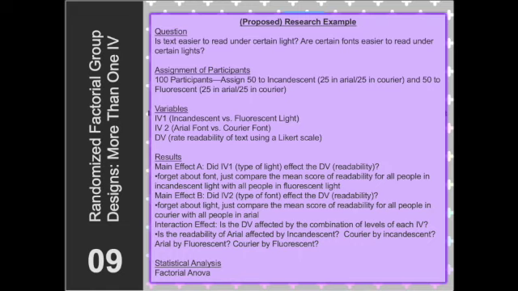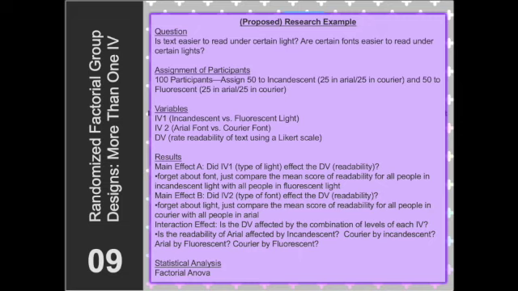So for example, main effect A would ask the question, did the first independent variable, type of light, affect the DV, in this case readability? So with main effect A, you forget about font. You're just comparing the mean score of readability for all people in the incandescent light group with all people in the fluorescent light group. And then we would also get main effect B, and this looks at did your second independent variable, which in this case is type of font, affect the DV of readability. And here you forget about the light, and you just compare the mean scores of readability for all people in the Courier font group with all people in the Arial font group.